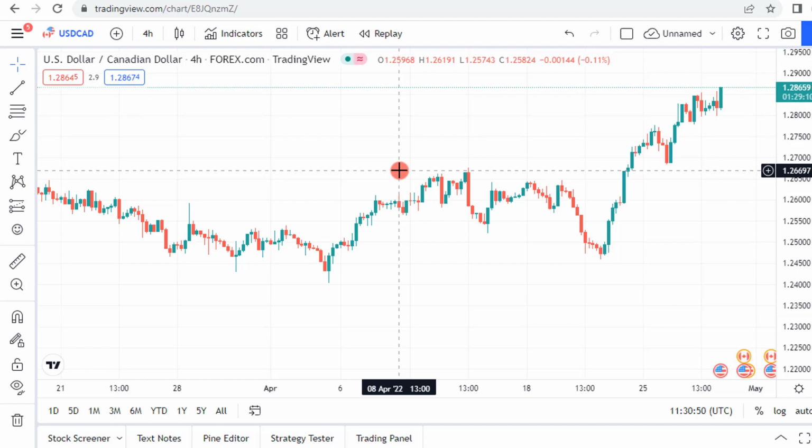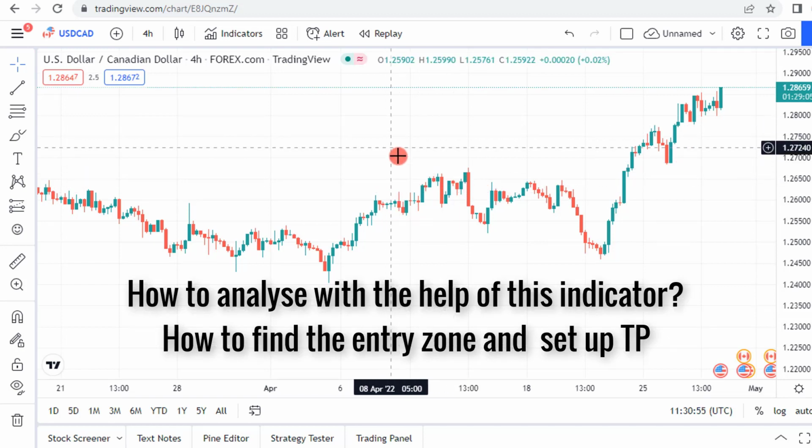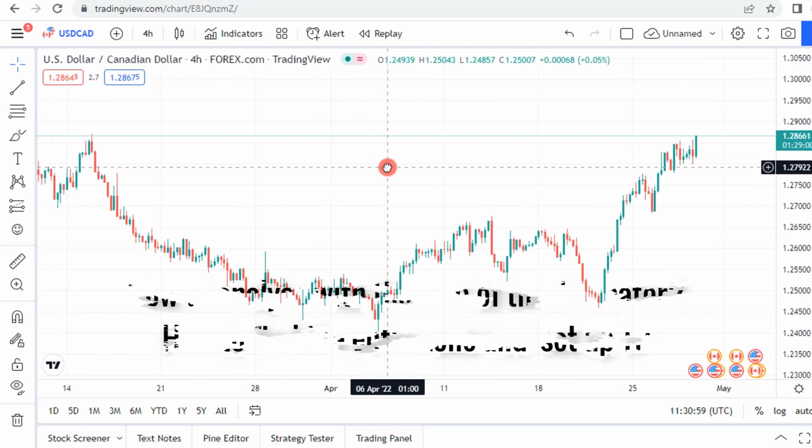So today we will share first how to analyze with the help of this indicator, how to find the entry zone, and we will share a small technique to set up SL and TP by following this indicator.